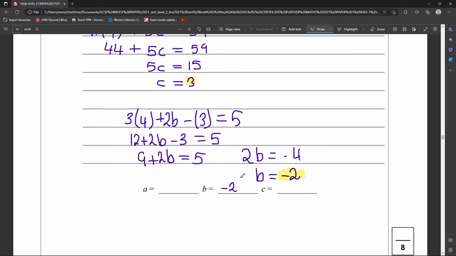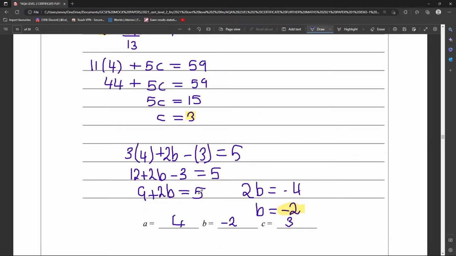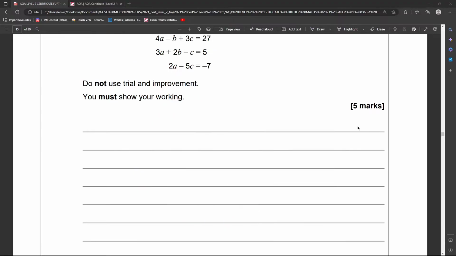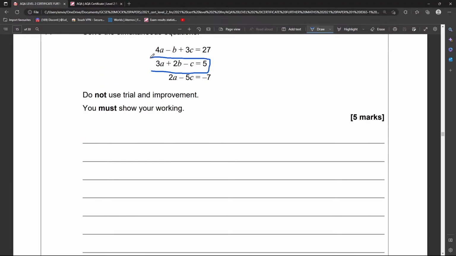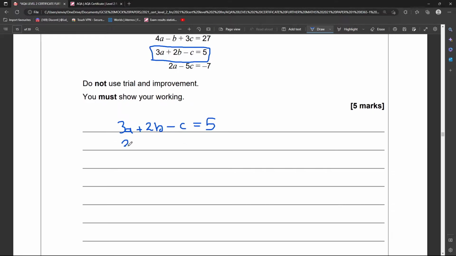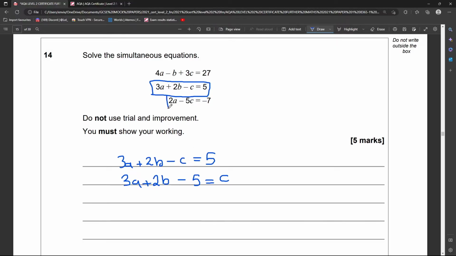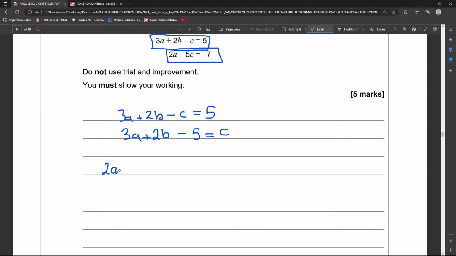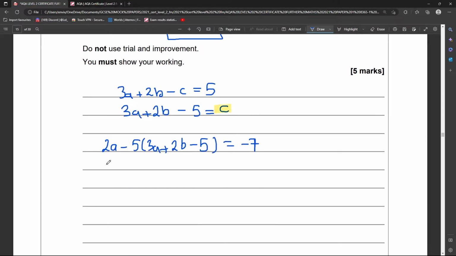Another method of solving simultaneous equations of this type is by using substitution. And how we can do that is by making c the subject of the formula in this case. And we can use the value of c to sub into another equation so we can solve for a. And I'm using the bottom equation, as you can see, 2a minus 5c equals -7. And we can sub in the value of c and solve for a, because we know that c equals 3a plus 2b minus 5.